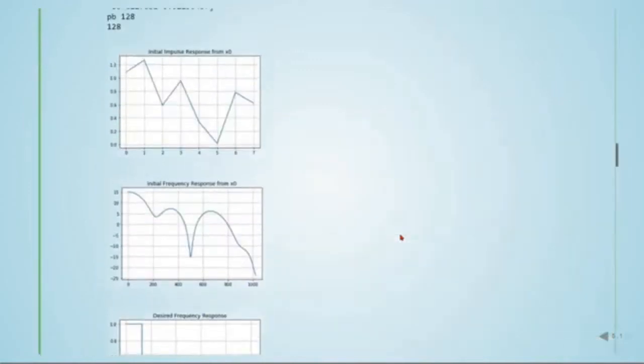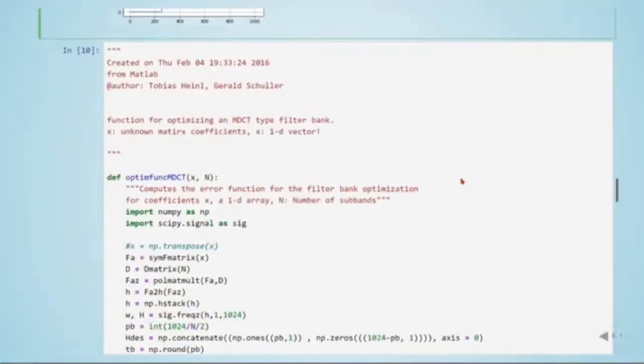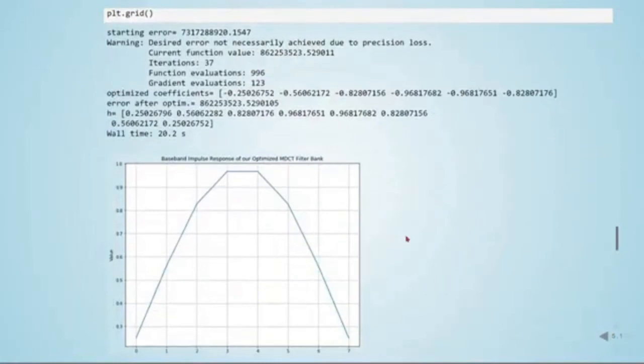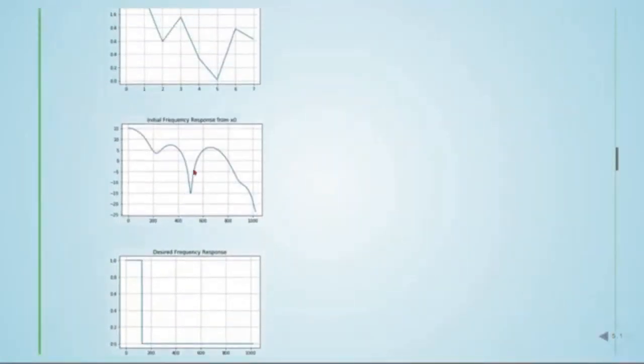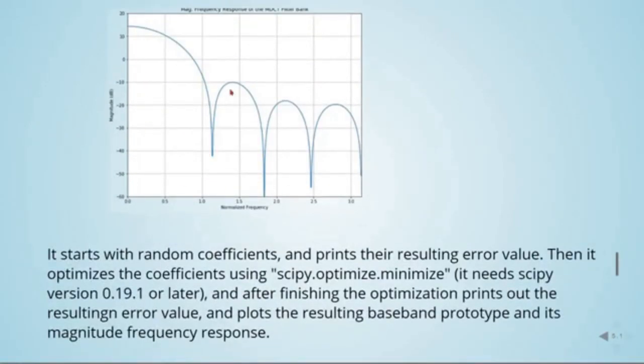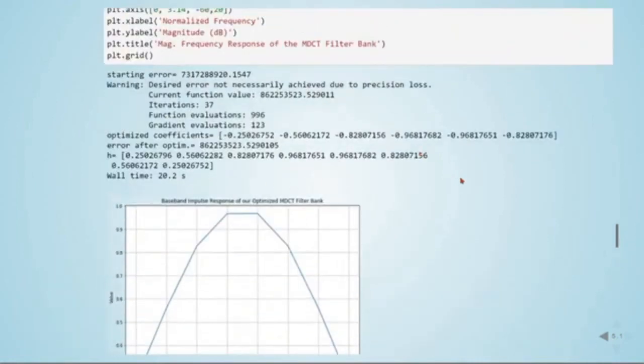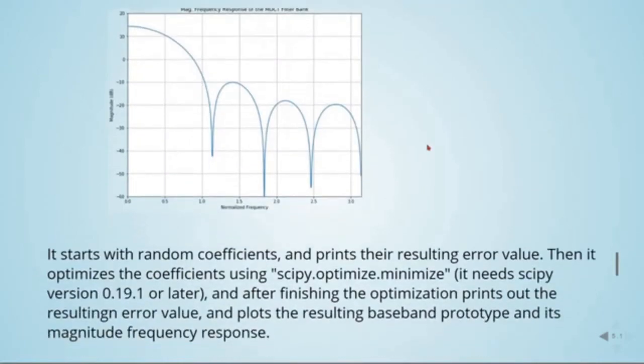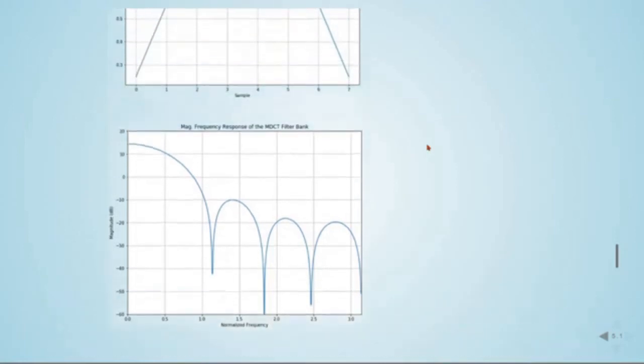So it went from something like this to this, and from an initial frequency response like this to this frequency response here. And it took 20 seconds to calculate this optimization. So it starts with random coefficients. We print the resulting error value. Then it optimizes the coefficients using SciPy optimize minimize. After it finishes this optimization, it prints out the resulting error value like we've seen before.